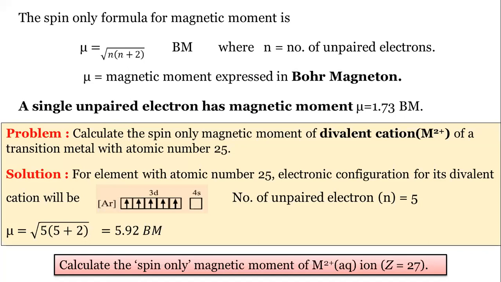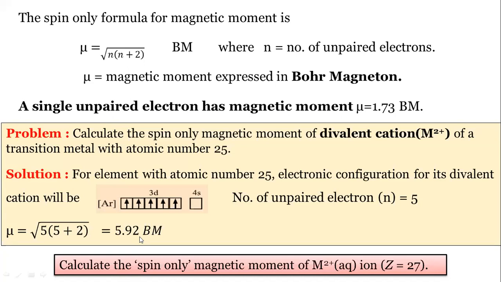So if you know how to calculate the unpaired electrons, this value, 5 unpaired electrons, we have to put in this formula: 5 into bracket 5 plus 2, so it will be 7 into 5, 35, under root 35. This value is 5.92 BM.